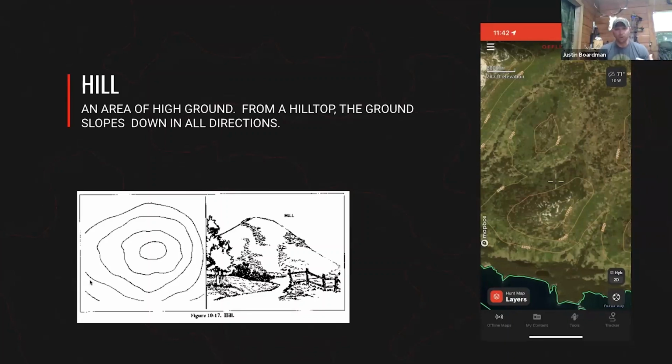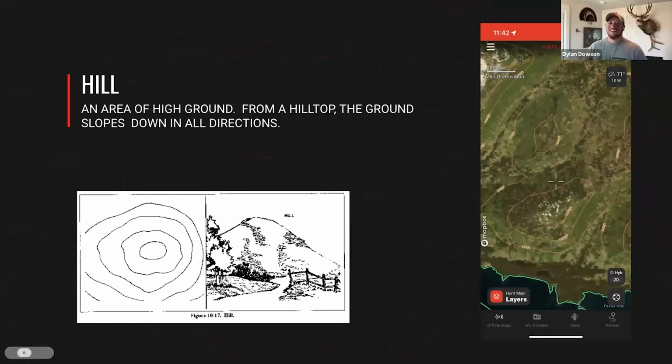So from a route planning perspective, we want to try to go on the least steep face possible, especially if you get winded easy, like I do probably right now. But yeah, so you're looking for a circle. The smallest circle in the center is going to be the actual apex, the top of the hill, and then rings that go out. That's what a hill looks like.